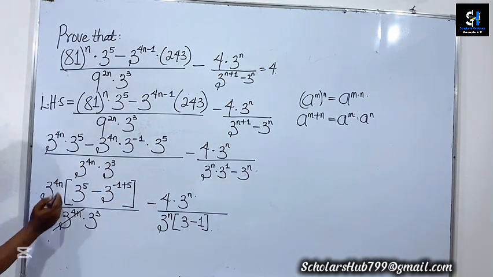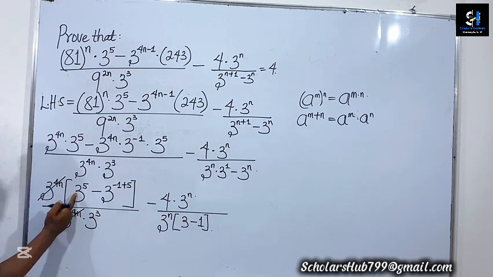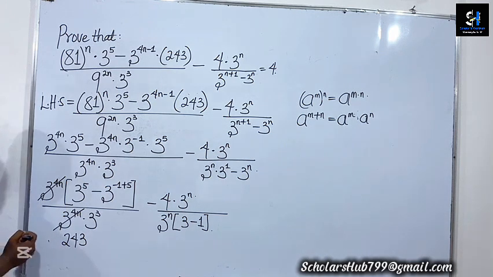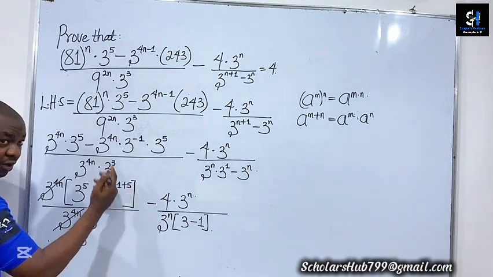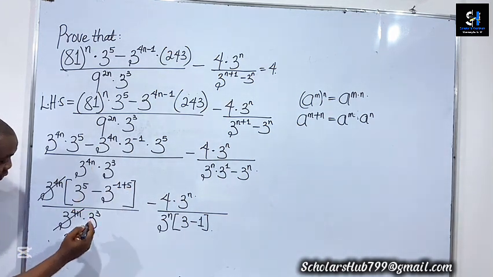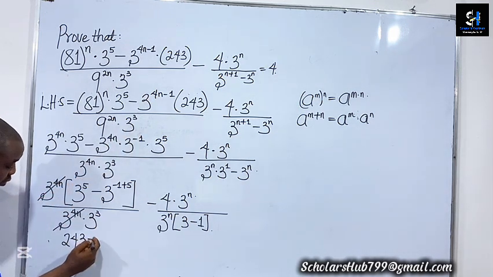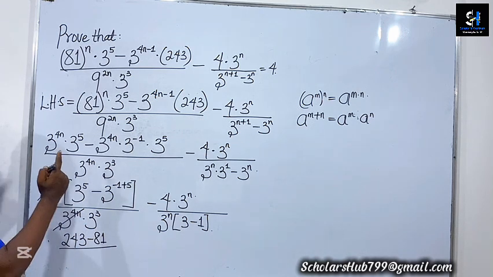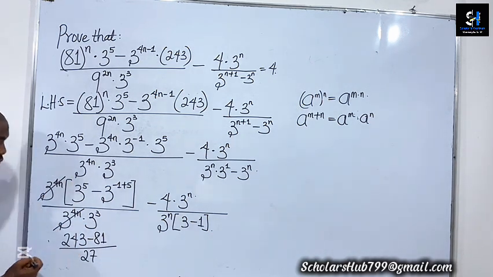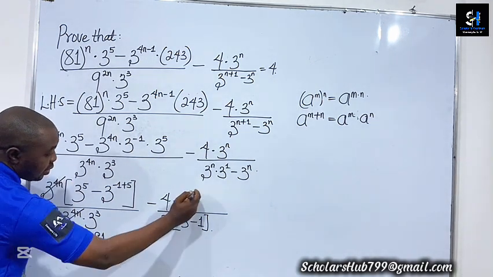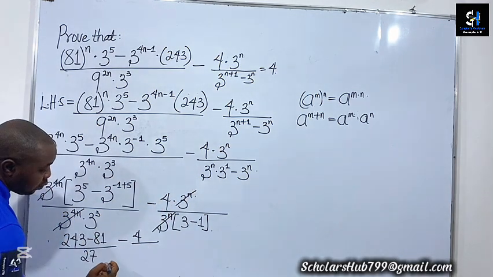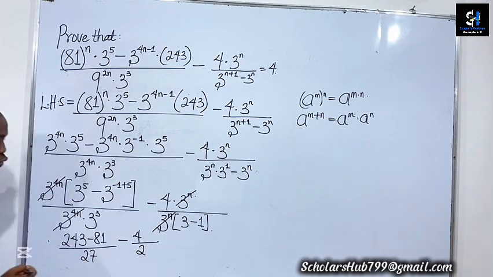So 3 raised to the power of 4n, we cancel 3 raised to the power of 4n. This will reduce to 3 raised to the power of 5 will be 243, then negative 1 plus 5, that will be 4. So the exponent of 3 will be 4. So 3 raised to the power of 4 is 81, divided by 3 raised to the power of 3 is 27. Then minus 3 raised to the power of n, we cancel 3 raised to the power of n. So we have 4 over 3 minus 1, that's 2.